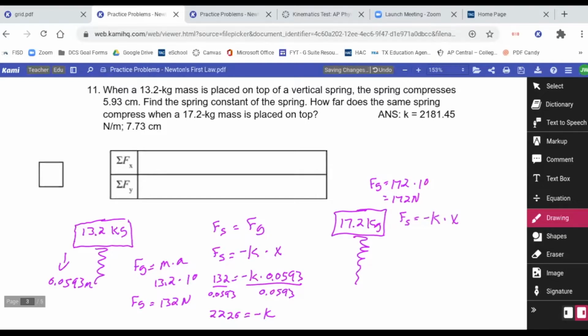In this case, the force is larger because the force of gravity is larger, so we've got that 172 is equal to the constant. We said the constant was 2226 times the displacement, which we don't know. Divide both sides.